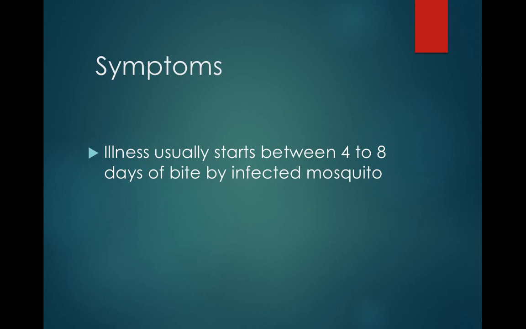What type of symptoms happen in dengue fever? This dengue infection due to this Aedes mosquito, this illness usually starts between 4 to 8 days of bite by infected mosquito. Not immediately, it means. Today, if virus has entered our body through this mosquito, then it takes around 4 to 5 days for the symptoms to start in our body.